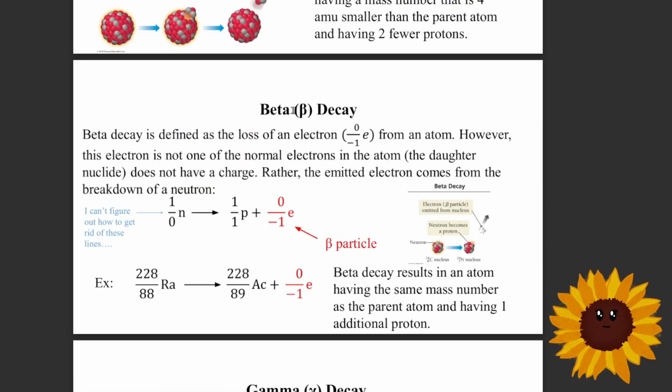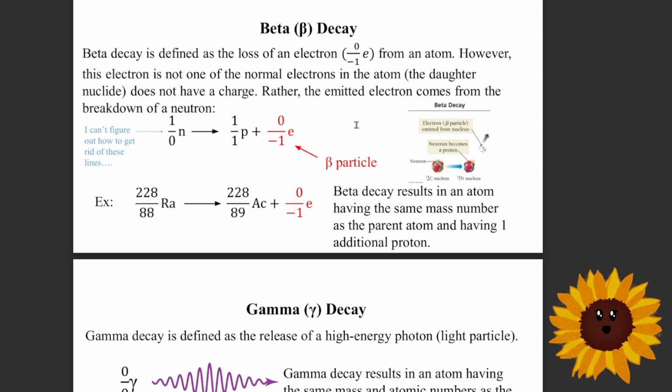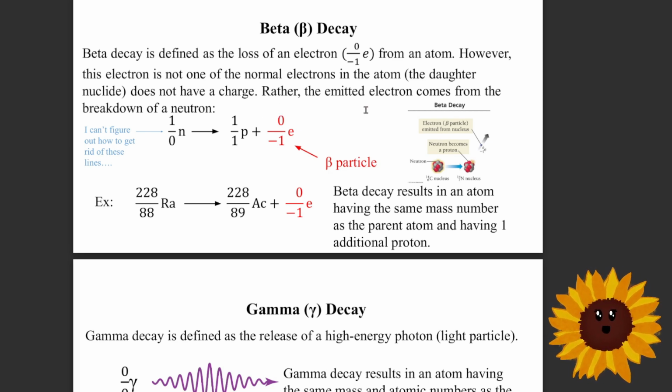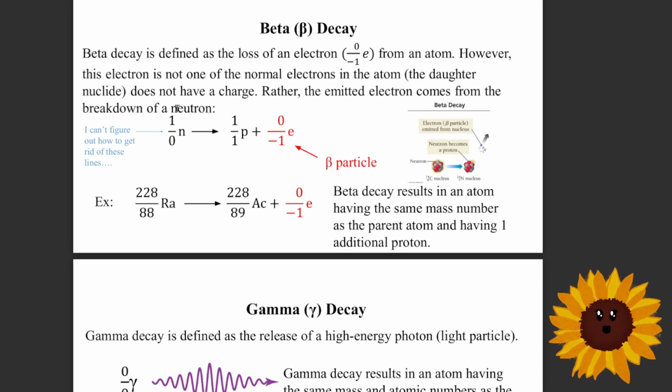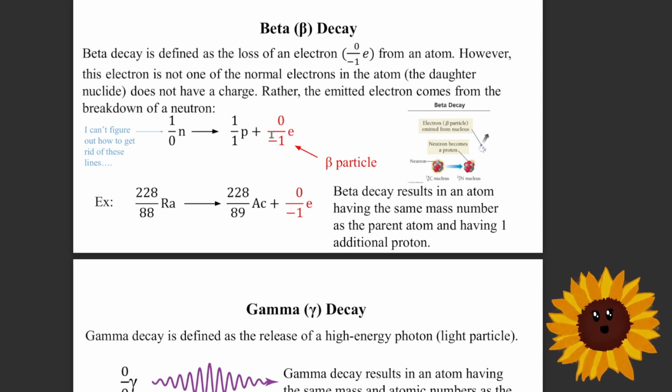It's very interesting. So beta decay is defined as the loss of an electron from an atom. However, this electron is not one of the normal electrons in the atom. The daughter nuclide does not have a charge. Rather, the emitted electron comes from the breakdown of a neutron. This is kind of confusing to look at. Just know that 1 neutron goes to 1 proton and 1 electron.